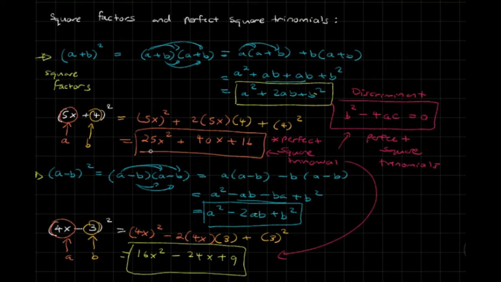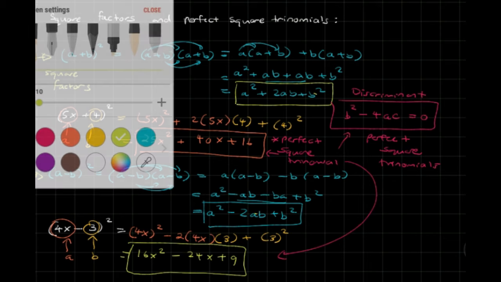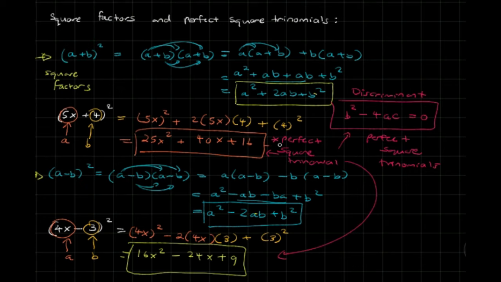In the first case, we have 25x squared plus 40x plus 16. So in this case, if I looked at this perfect square trinomial, and I'll do that in orange, right? So if I do this in orange here, a is equal to 25, b is equal to 40, c is equal to 16. b squared is basically 40 squared minus 4 times a, which is 25, times c, which is 16, is equal to 0.